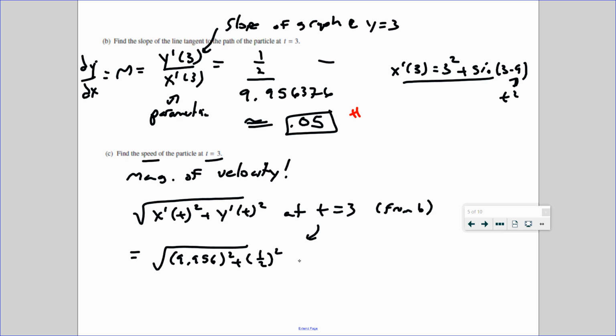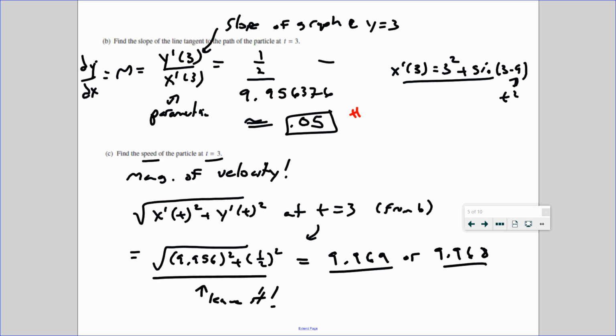And if you type all that in your calculator, you get 9.969 or 9.968. Either one's acceptable there. You can leave this if you want to. AP will be okay with that this year. Just leave it alone. Okay, now this is worth 2 points.